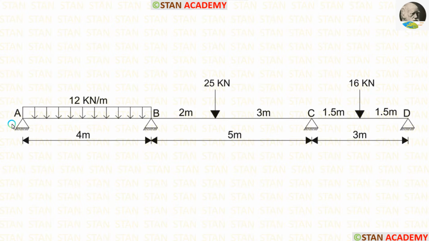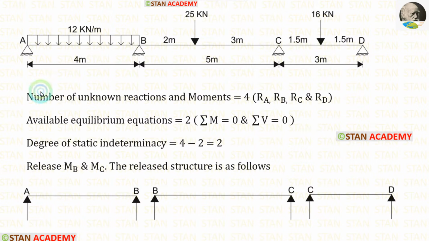In this beam, there are 4 hinged supports, at the point A, the point B, the point C, and the point D. There are hinged supports. Span AB is 4 meters long, span BC is 5 meters long, span CD is 3 meters long. In this analysis, the number of unknown reactions and moments is 4. They are RA, RB, RC, and RD.